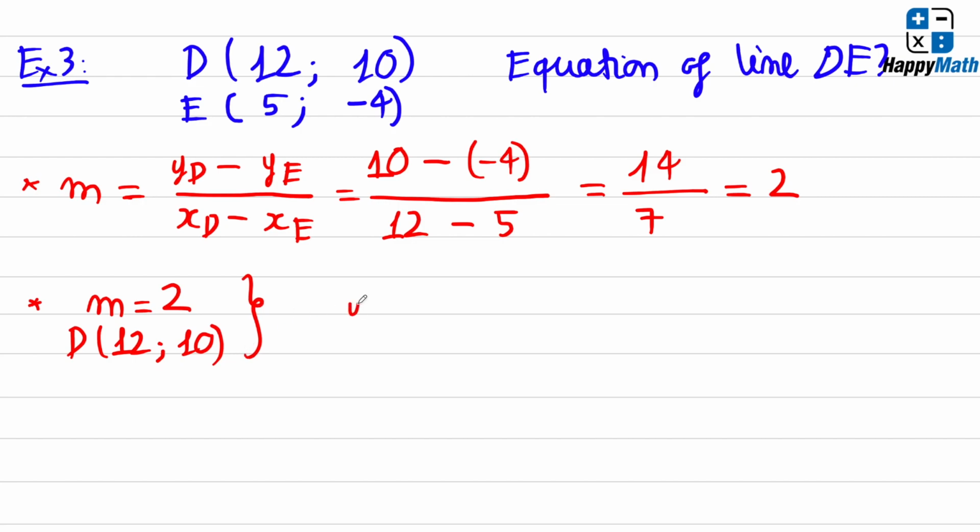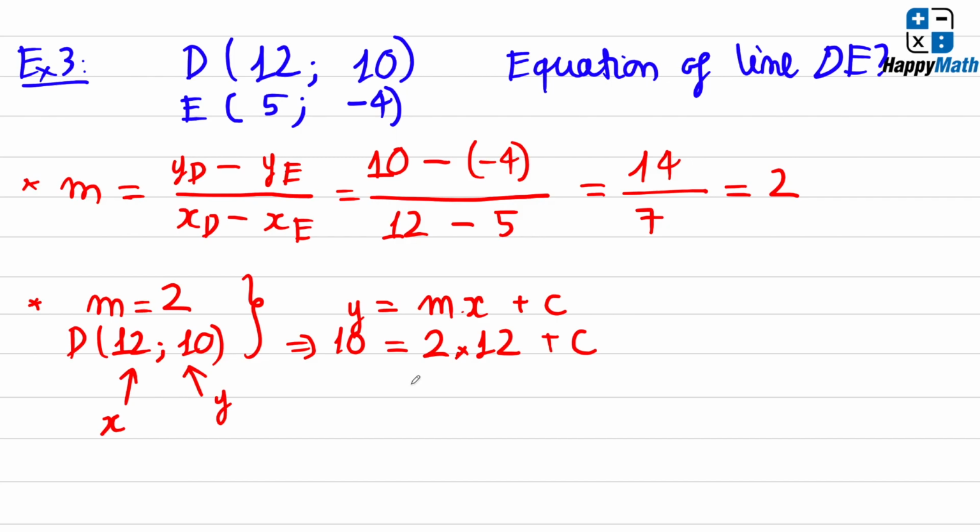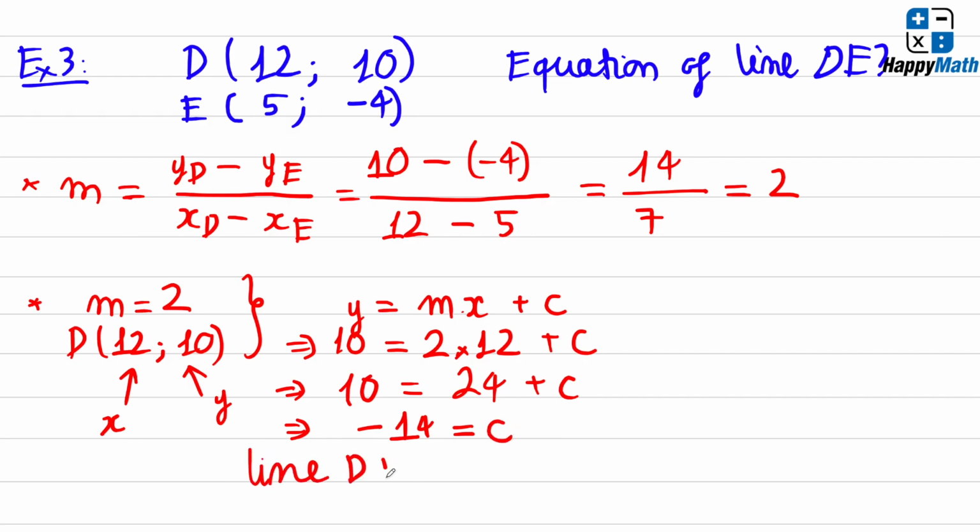So from this one I got Y equal to MX plus C. And so what is Y in this case? Y is 10. So what is M? You know M is 2. How about X? You got 12. This is multiplied and you got 24 plus C. You got 10 here, and that's why you got negative 14. Negative 14 is C.